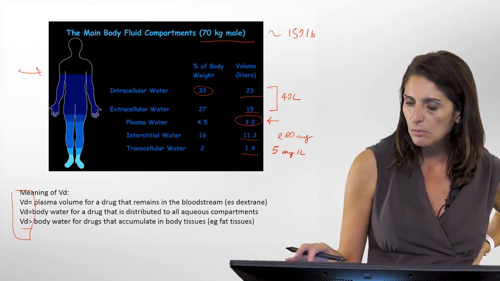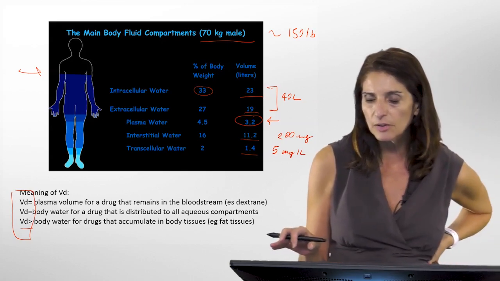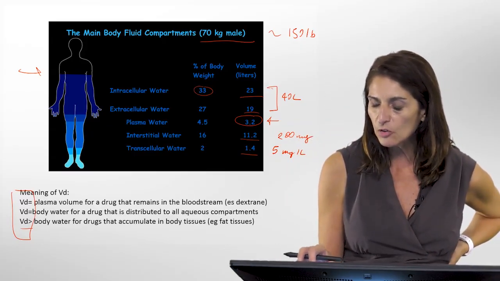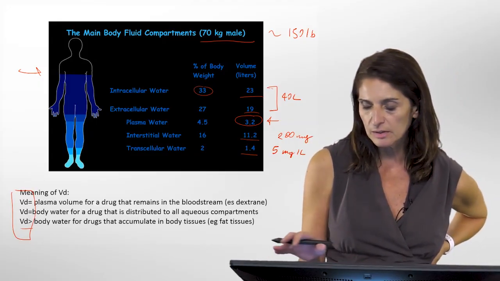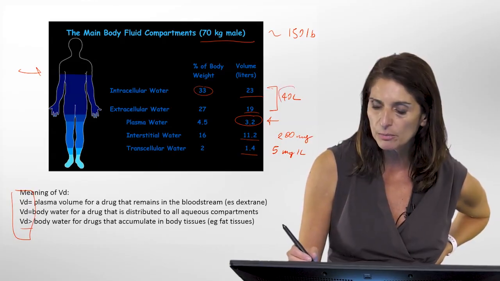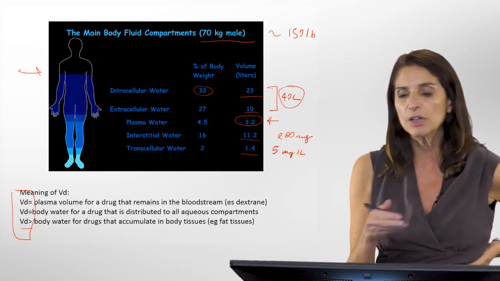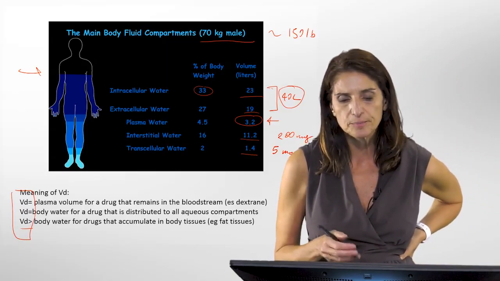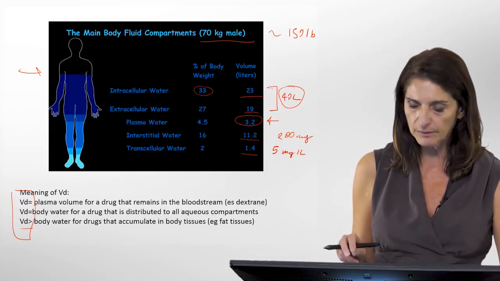So what this quantity tells us, in other words, is that the drug was distributed equally throughout the whole water tub. And so if the volume of distribution is 40 liters, then we know that the drug is distributed completely into all the tissues in the body, all the water compartments in the body.